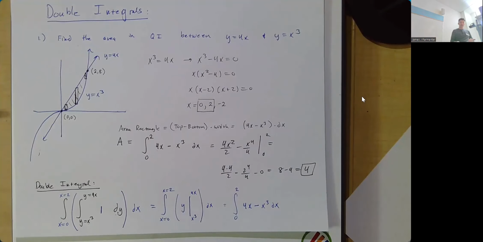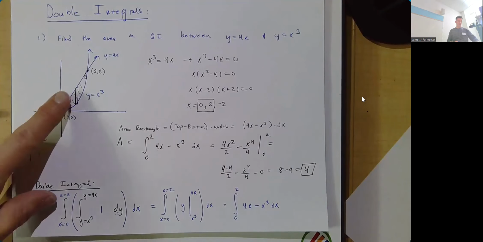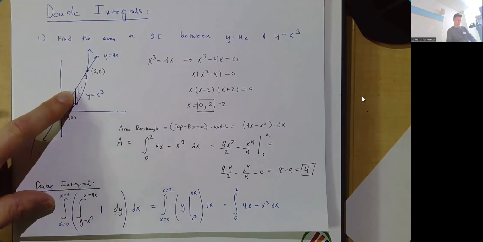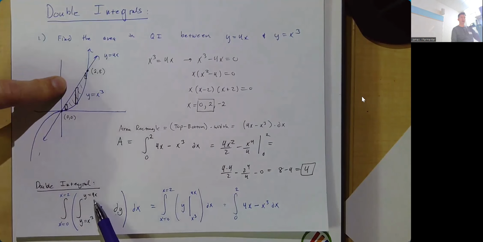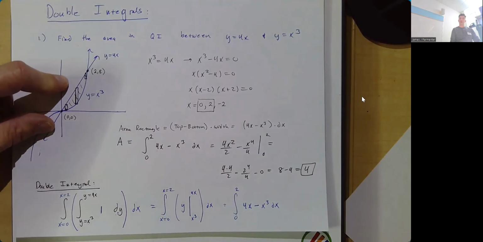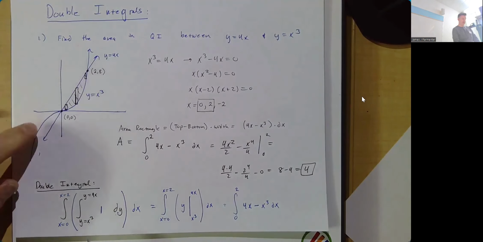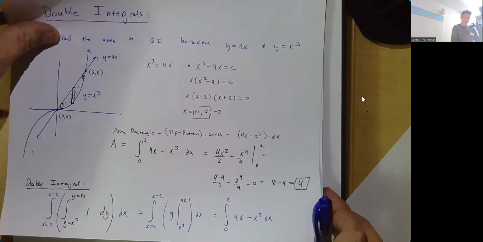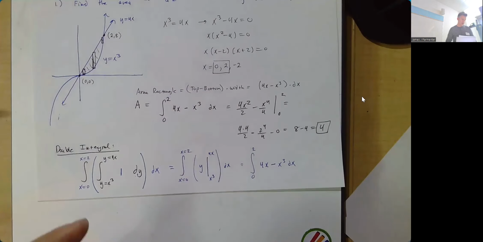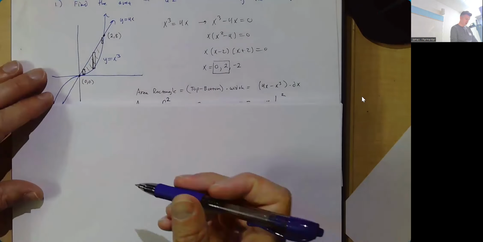I will also point out, we could have set up this double integral in the other order, meaning instead of drawing a vertical strip like this and doing my inner limits of integration being y equals x cubed to y equals 4x, I could have drawn a horizontal strip and have my inner limits of integration being from x equals something to x equals something. Let's do that. So, same region.